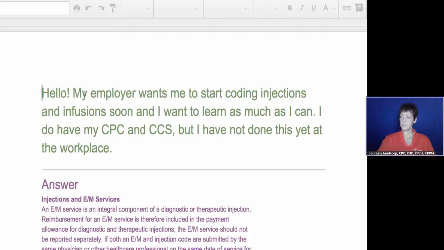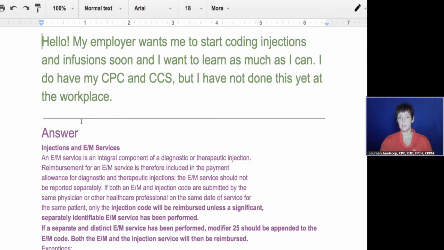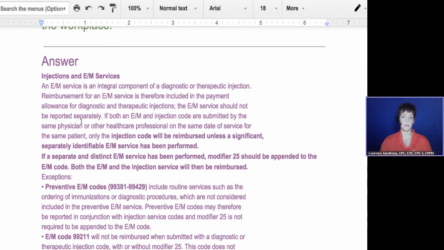And I'll pull up my answer sheet, very thorough, from Jo-Anne. So what she did is she took things from different sources and kind of came up with her own little cheat sheet. She did say to really make sure you check with your top payers that your practice is interfacing with to make sure these guidelines fit.